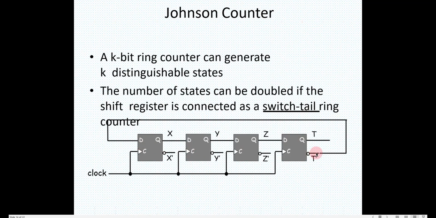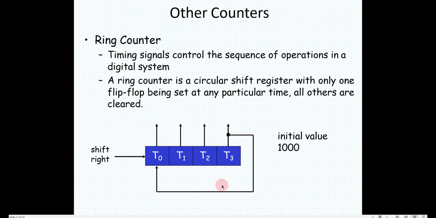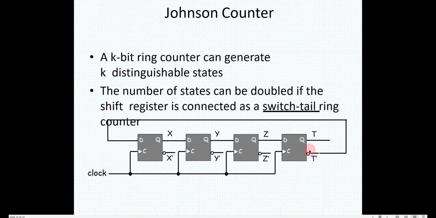The only difference here is that earlier, from Q we gave the feedback to D, right? If you see here, from Q we have given it here. So instead of giving from Q, I take it from Q bar and give it as the input out here. Instead of Q, I am taking it from Q bar and giving it.